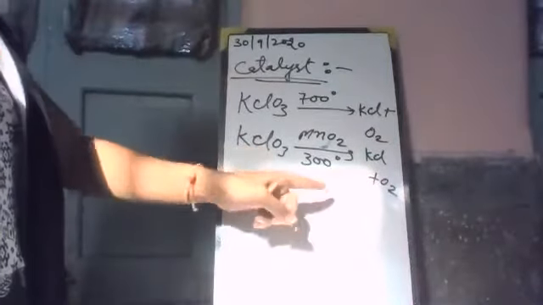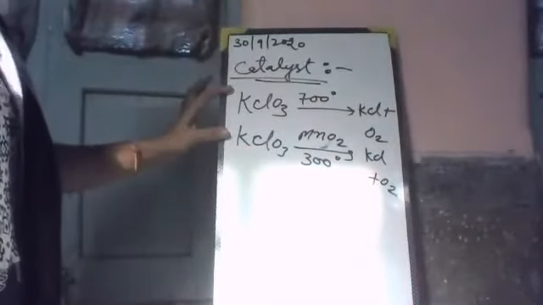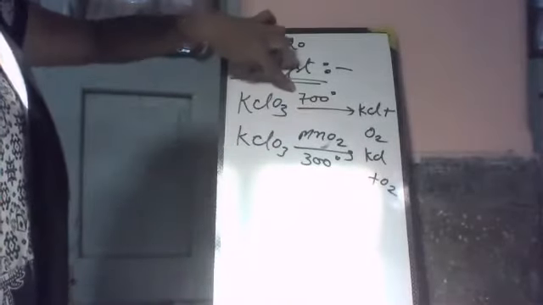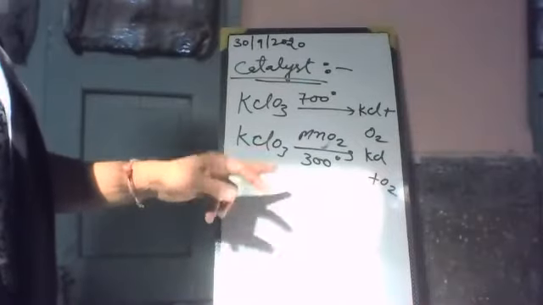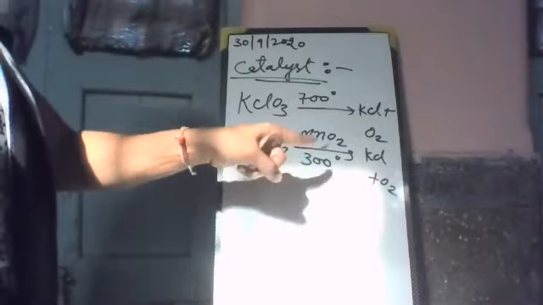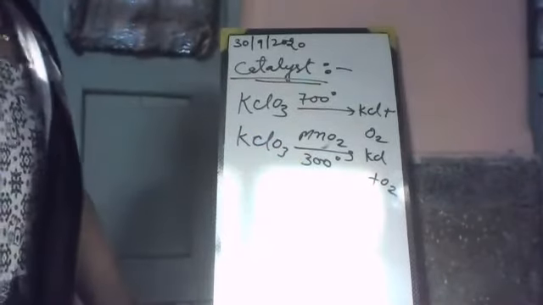See, these are examples of a catalyst. In the absence of a catalyst, it requires a 700 degree temperature to change into potassium chloride and oxygen. But when we use a catalyst, it requires only 300 degrees centigrade to complete and form potassium chloride and oxygen.